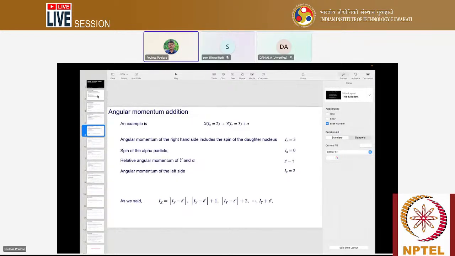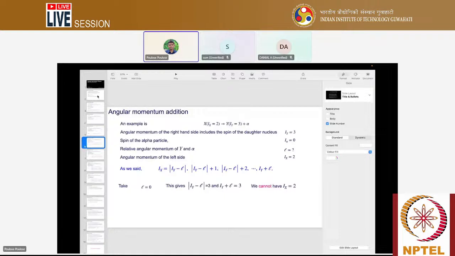Okay, so what are the values that are allowed here? Ix is equal to Iy minus L, that is the minimum, Iy minus L, the modulus, plus 1, plus 2, up to Iy plus L. All of these are positive quantities. Okay, so let's take this example of Ix equal to 2 and Iy equal to 3. And the decay is X going to Y plus alpha.